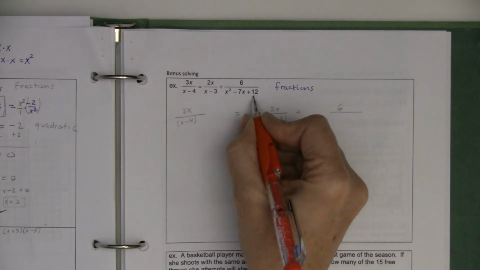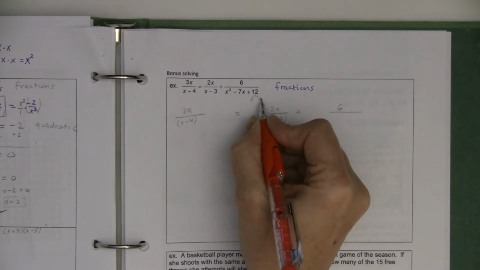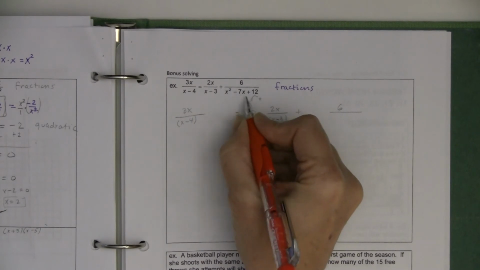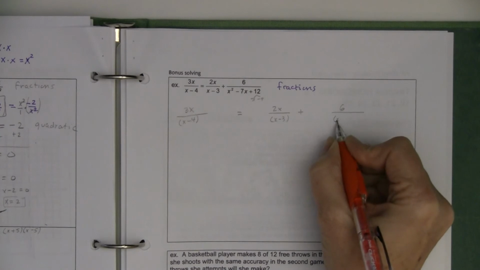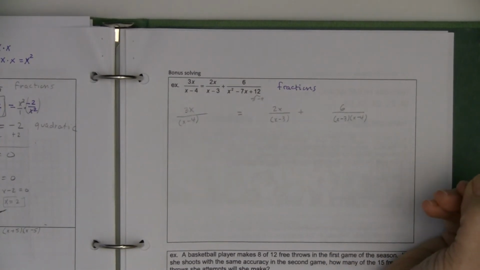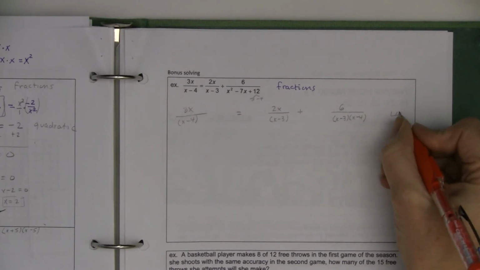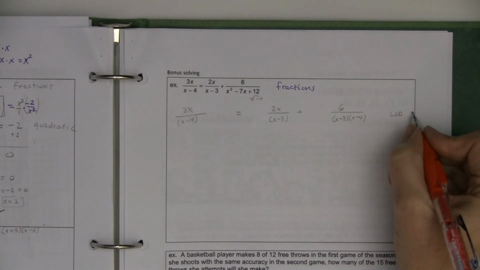To make 12, 3 times 4, right, and needs to add to 7, and both have to be negative. So this is x minus 3, x minus 4. And so our lowest common denominator has to have an x minus 4, so we'll put it in there.